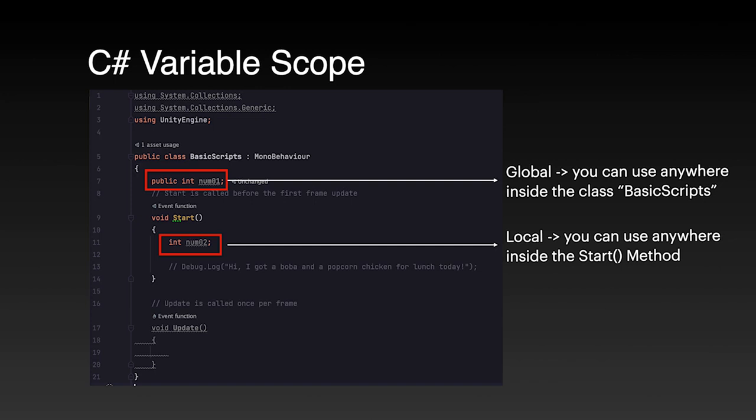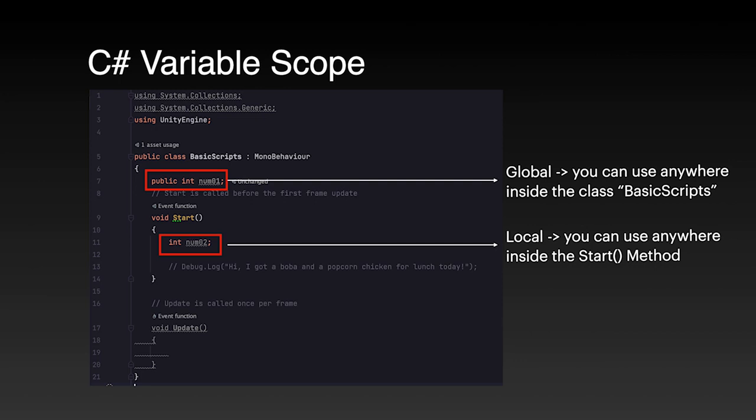Okay, so let's take a look. Public, if we put public in front, it means it can be used anywhere inside the class, right? And also public means that it can be accessed from other scripts.